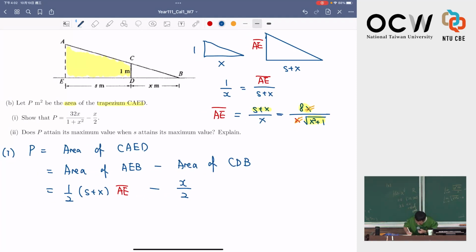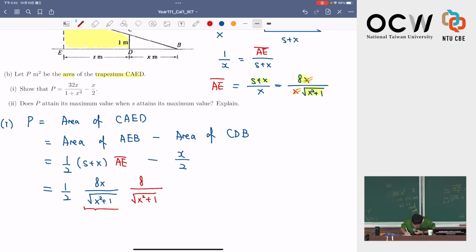So hence, s plus x, by part A, we know that this is x over square root of x squared plus 1. And the idea above, that is h over x squared plus 1, by the above, and then minus x over 2. So after you simplify, you get what you want: 32x over x squared plus 1 minus x over 2.